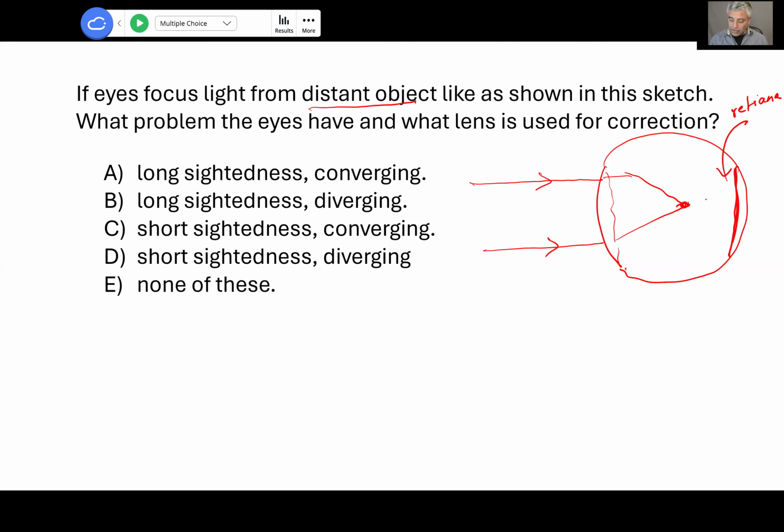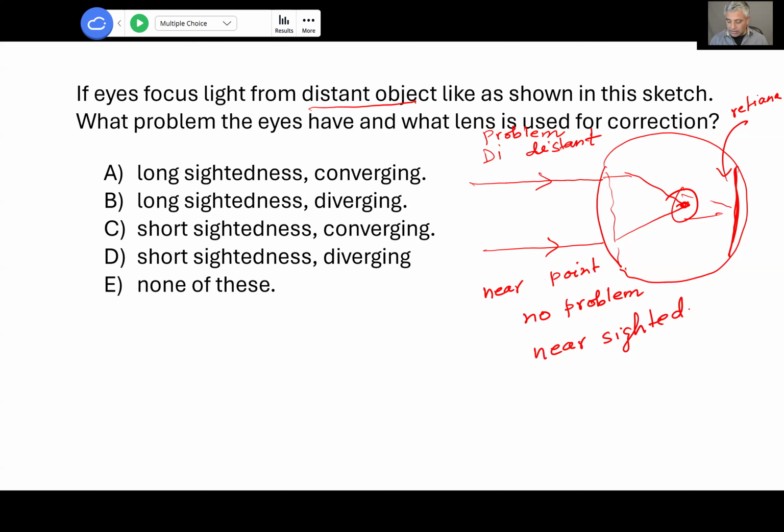It is not focusing on retina, means that's a defect. So it cannot see distant object. Problem for the distant object. Okay, so that means near point, no problem. So that means it is nearsightedness, and nearsightedness is also known as short-sightedness. So it has short-sightedness, so that's why A and B are not correct.